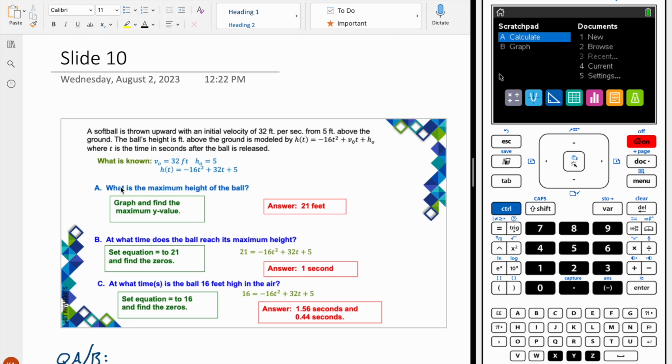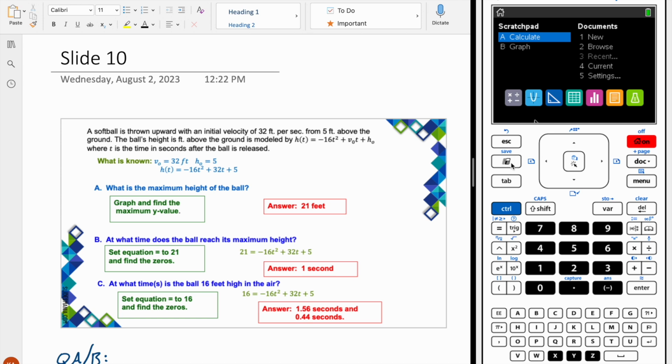Now, we'll start off with problem A. In problem A, it's asking for the maximum height of the ball. Generally, if we have our calculator in front of us, we are going to want to use the scratch pad. You have one of two different options. You can click either A or B, whether you want to calculate or whether you want to graph. But you also have this button right here that looks like a little calculator. That will also take you down to the scratch pad.